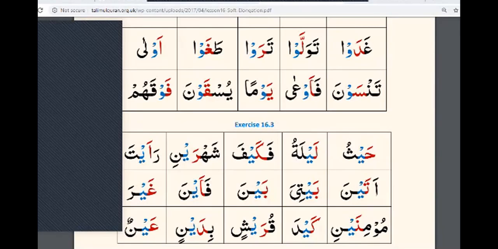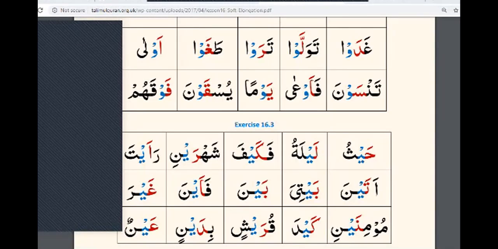Yusqawna. Good. Once more. Yusqawna. Okay. So the ya has a dhamma on the top. So the first two letters is yus. Yus. Good. Yusqawna. Okay. So keep practicing that one as well.